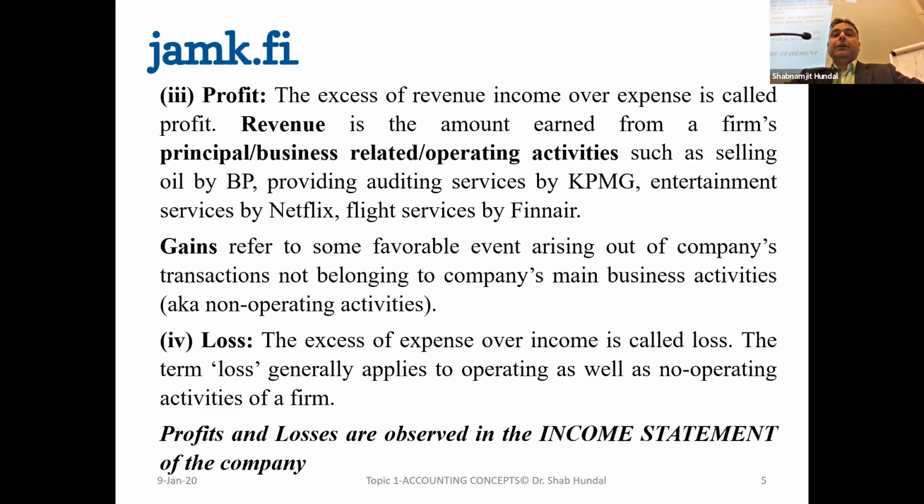Profits: the excess of revenue, income, over the expenses is called profits. Revenue is the amount earned from a firm's main business, related to the operating activities. It's revenue, money coming in, but coming from the main business of the company. It could be that BP is selling oil, KPMG is providing its auditing services, Netflix is giving you entertainment services, and Finnair is giving you flight services.